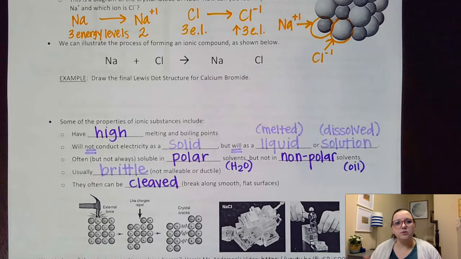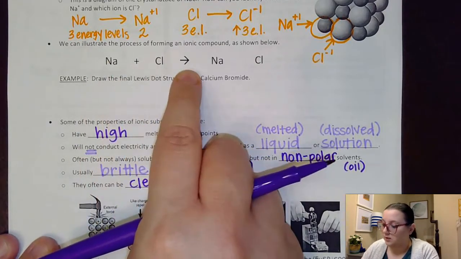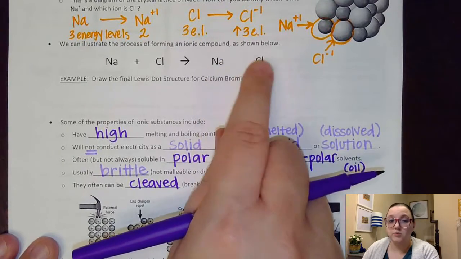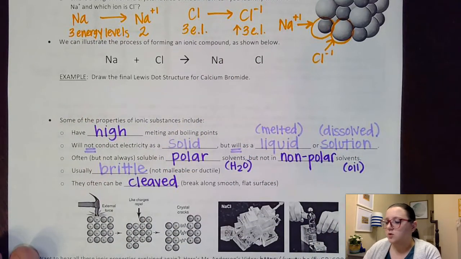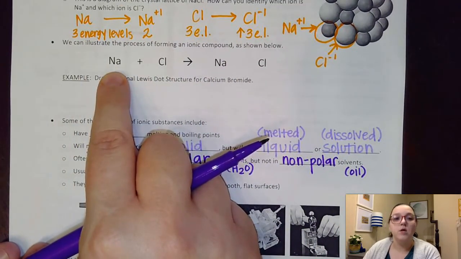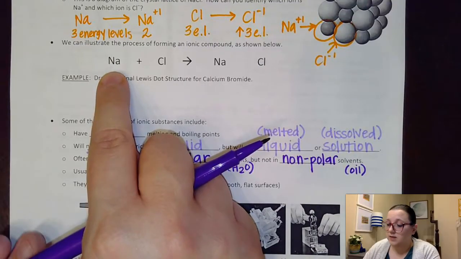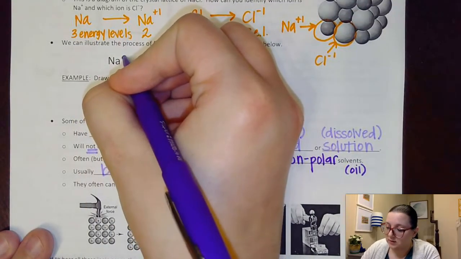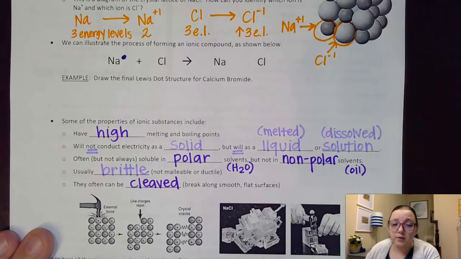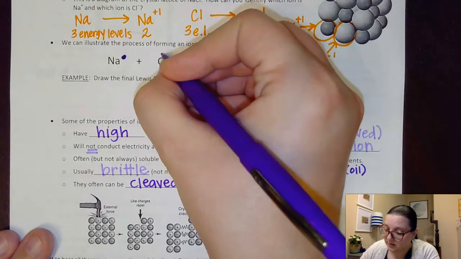We can also do it with a Lewis dot structure. To see this in action, they gave us a start here. They show us that we have sodium plus chlorine yielding sodium chloride, and what we're going to do is draw some dots around these. Thinking about sodium as an atom, sodium only has 1 valence electron, so I'm going to put that 1 valence electron around it. Chlorine, on the other hand, is in group 17, so it comes with 7 valence electrons.